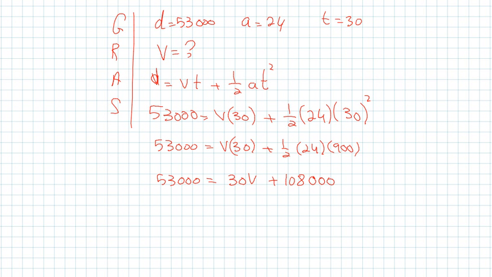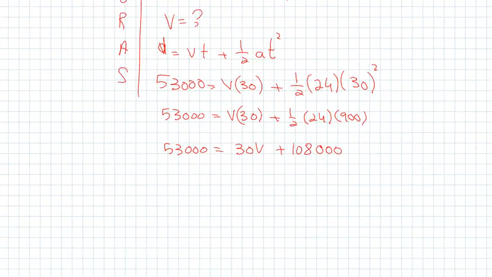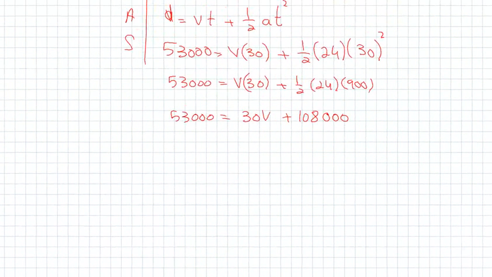Alright, now I have to bring the 108,000 over. Right? Because I'm adding 108,000. Okay. Remember, I'm isolating for V. That's the whole process. That's the whole point of this.